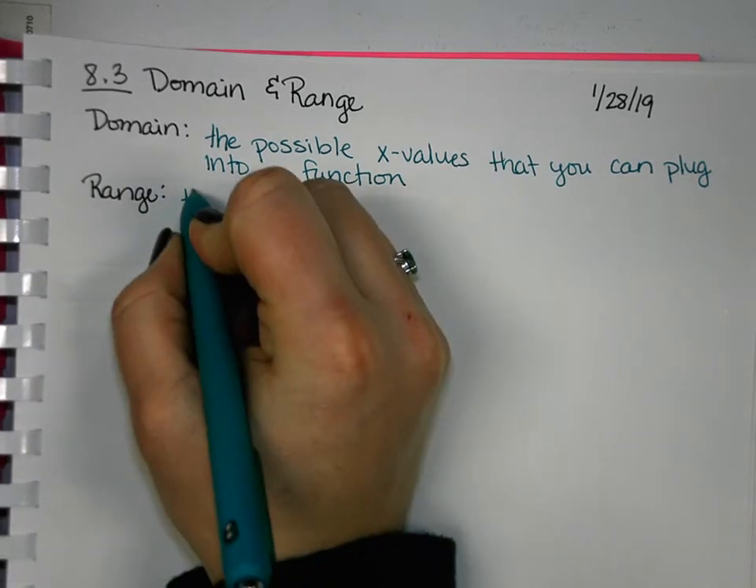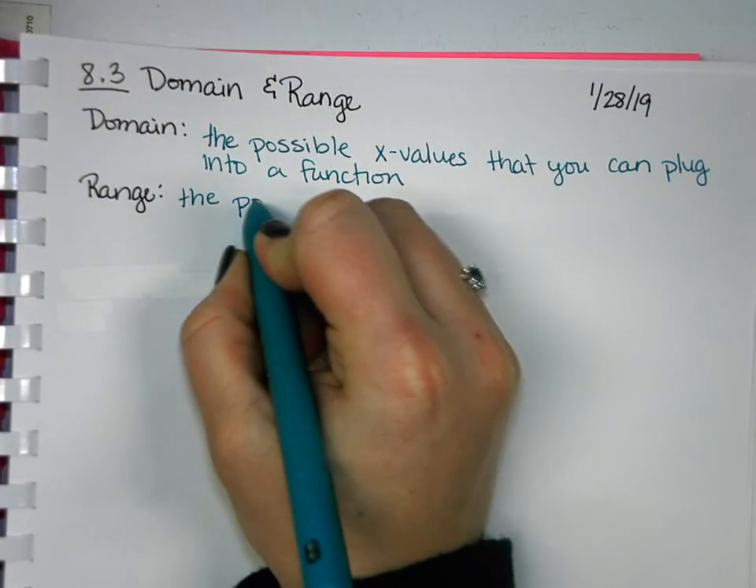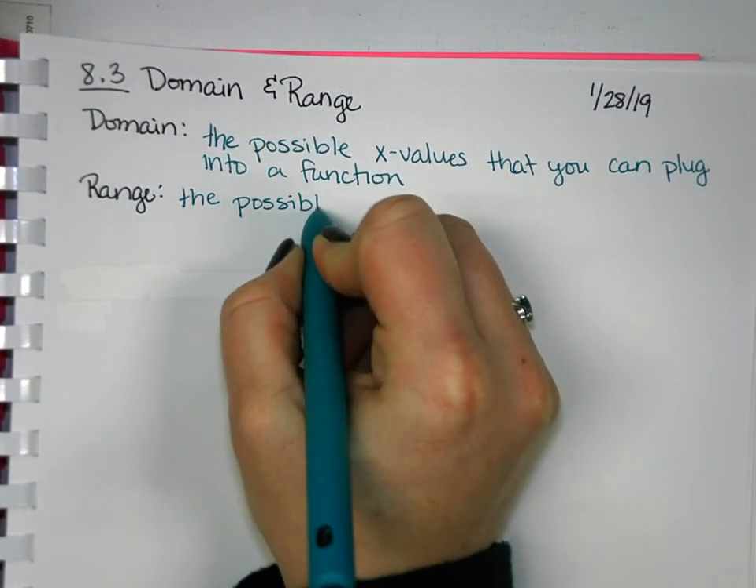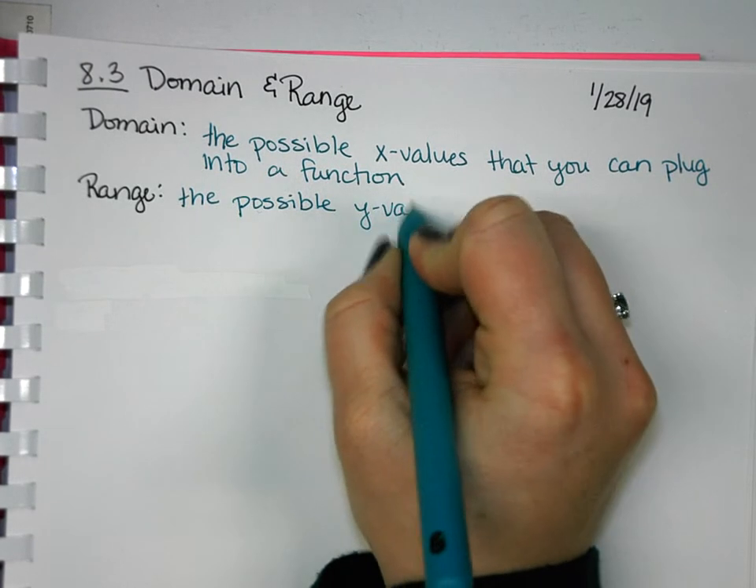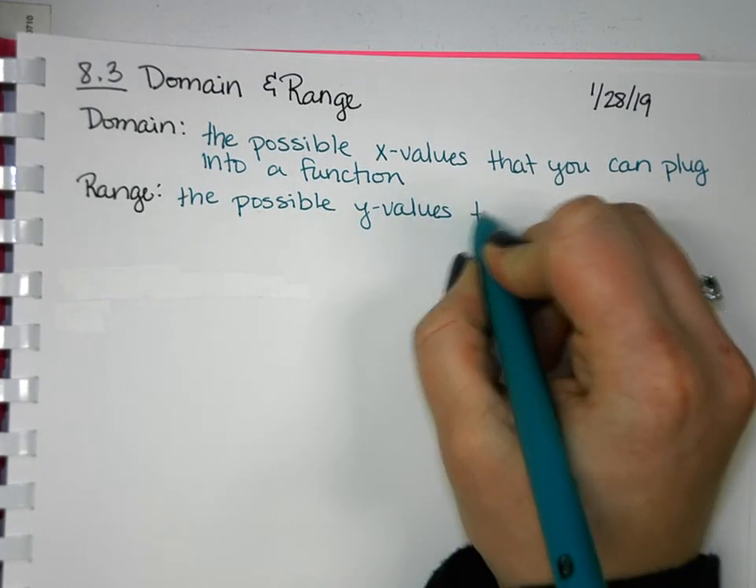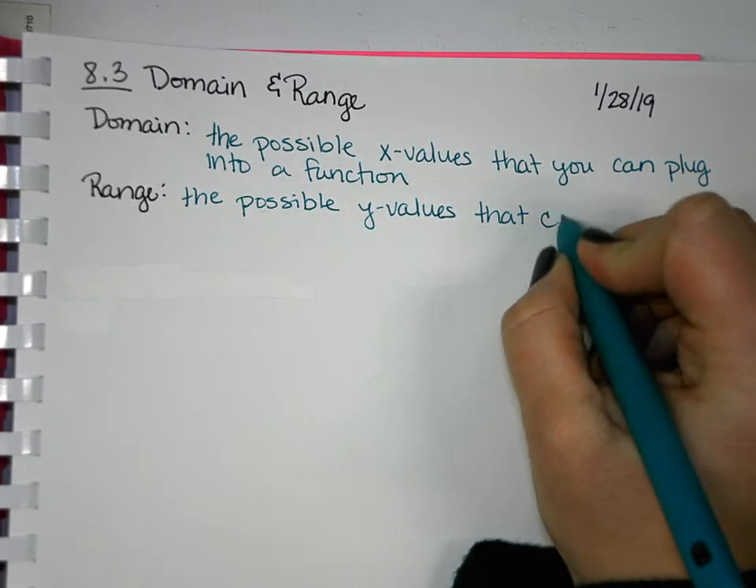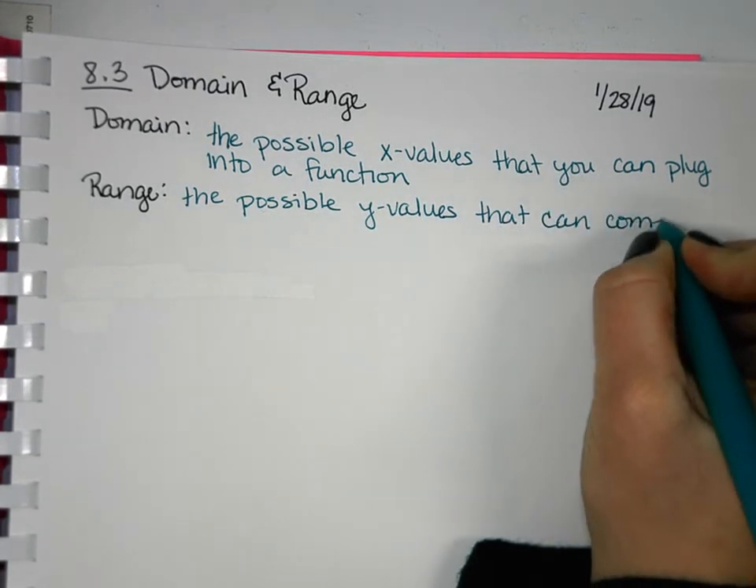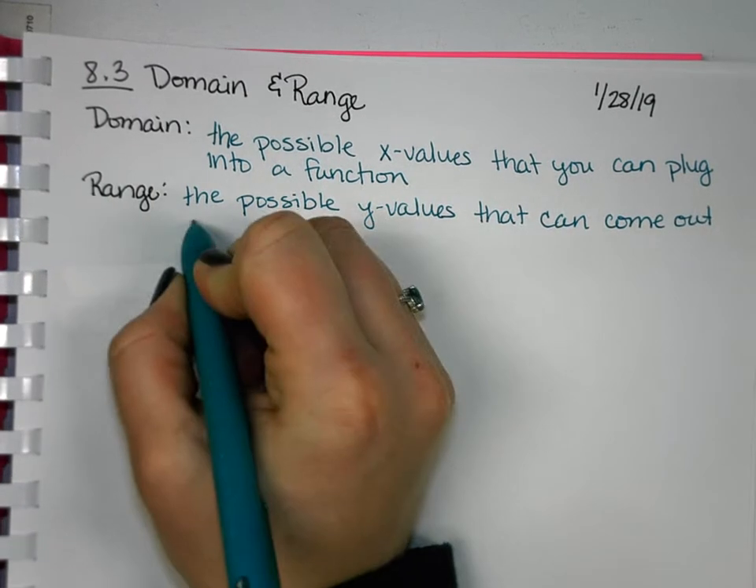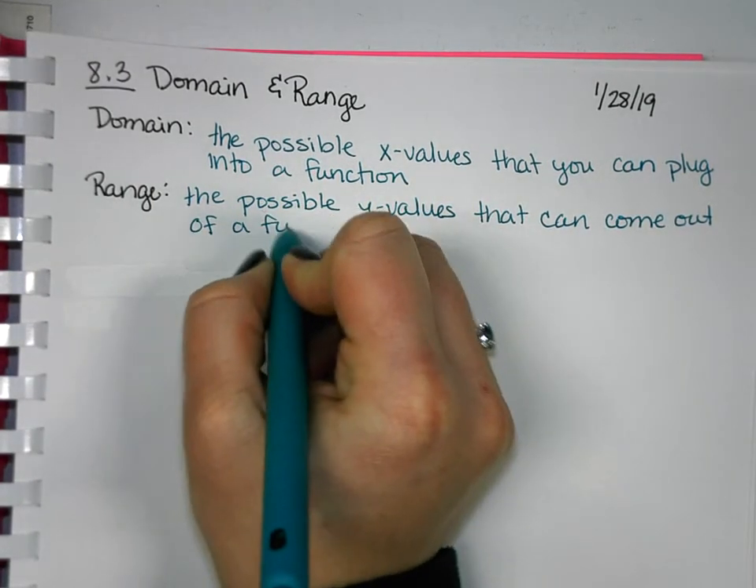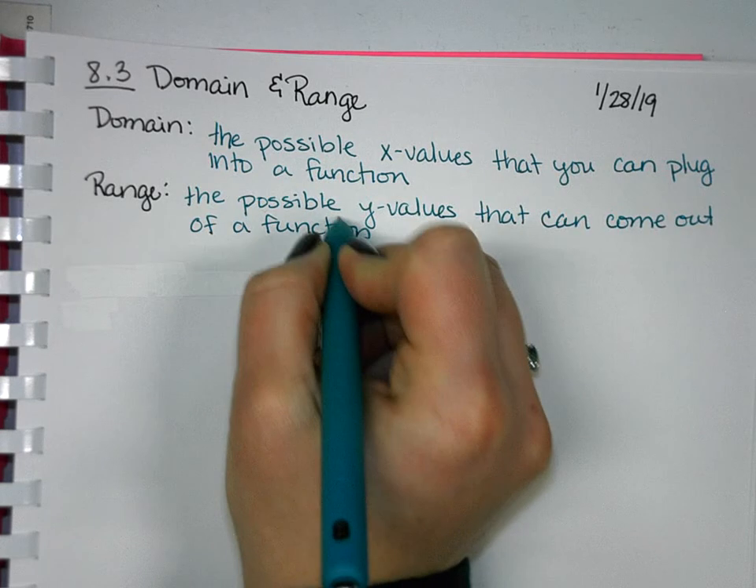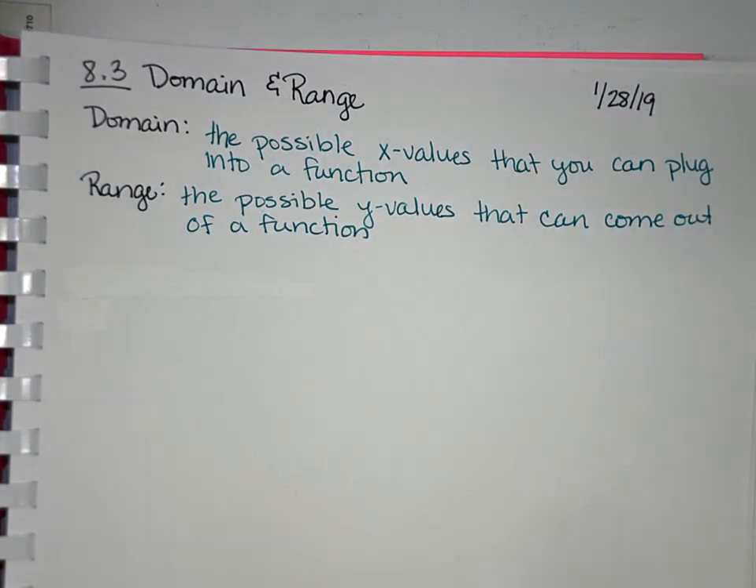So your range is the possible y values that can come out of a function. So x's are the numbers we can plug in, y's are the numbers that come out after we've plugged in the x's. So there's certain types of equations that limit our domain.